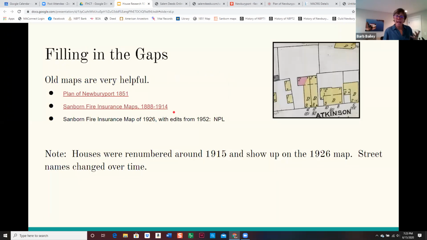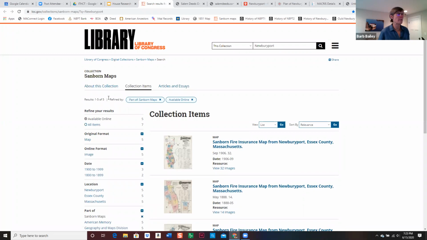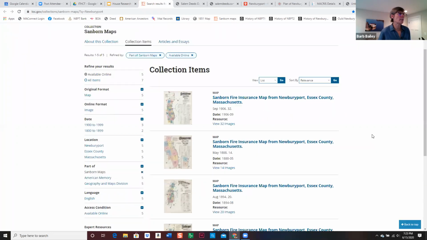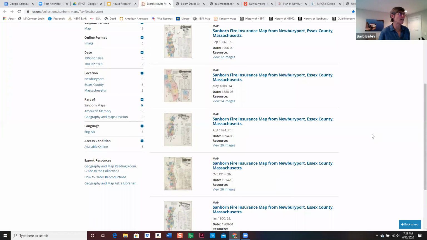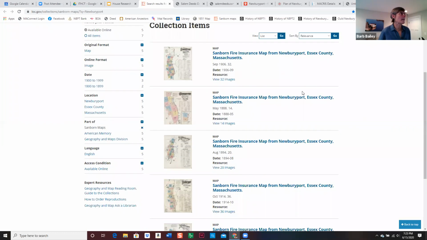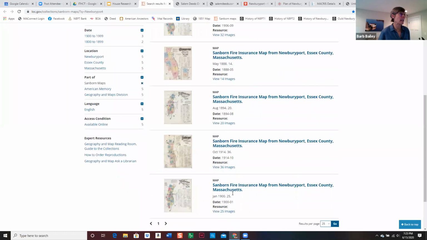All right, so what happens when you need to fill in the gaps or you lose the chain of title at some point? I already showed you the map of 1851. I'm a visual person, so I love these maps. I think these are awesome. They're also fire insurance maps, and luckily, these have been digitized at the Library of Congress. I just noticed that during the pandemic, they added 3 more. There used to only be 2 on here, and now they have 5. So this is really great. They have 1906, 1888, 1894, 1914, and 1900.